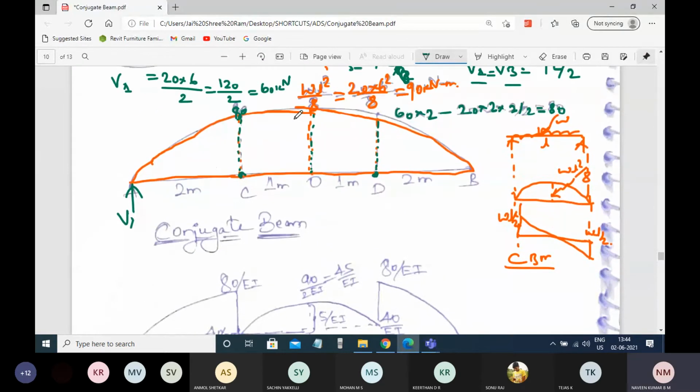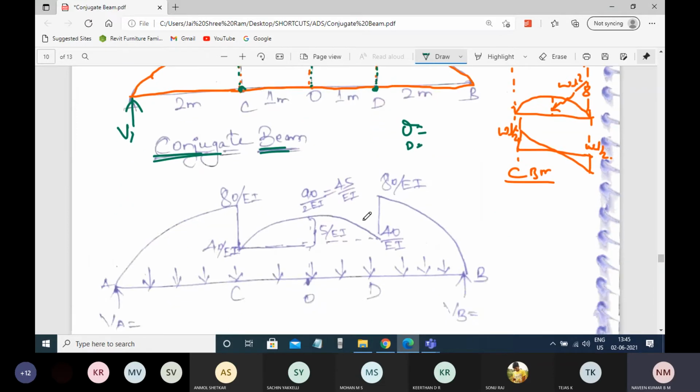Okay, so once you have the bending moment diagram and the moment at the required points, next you need to write it in the conjugate beam method, because we need to find theta as well as delta. So now let me consider the conjugate beam method. Here load is nothing but area. And in order to write the conjugate beam, you need to consider M by EI.